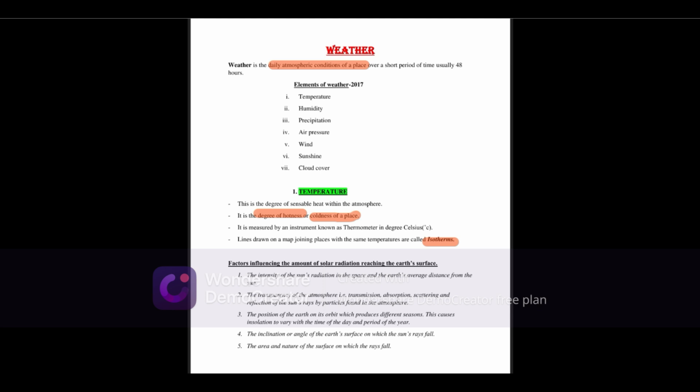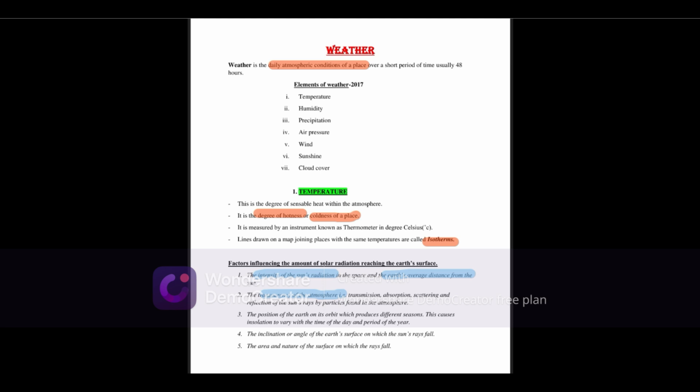Number two, transparency of the atmosphere. That is transmission, absorption, scattering, and reflection of the sun's rays by particles found in the atmosphere. So point number one is the Earth's average distance and the intensity, and point number two is about the transparency of the atmosphere. Now point number three, the position of the Earth on its orbit, which produces different seasons. Because of the seasons, it will cause insolation to vary with the time of the day and the period of the year.